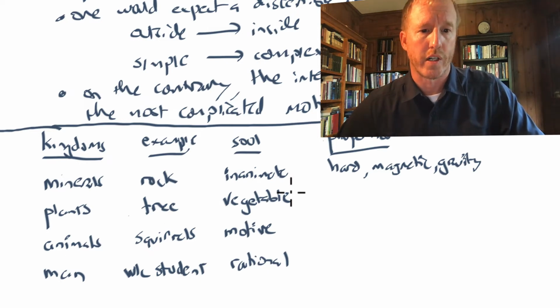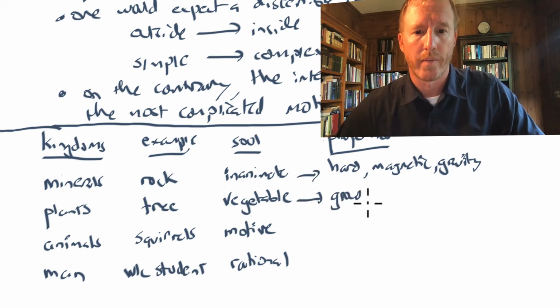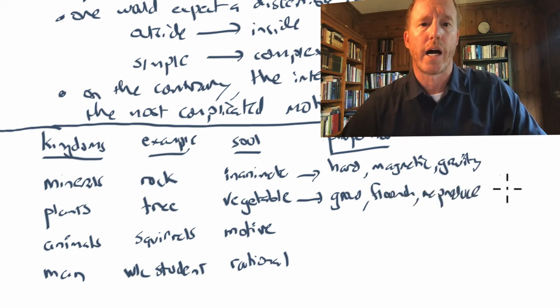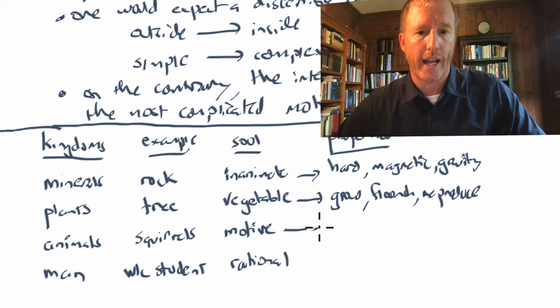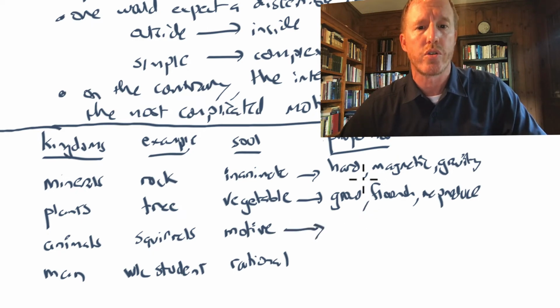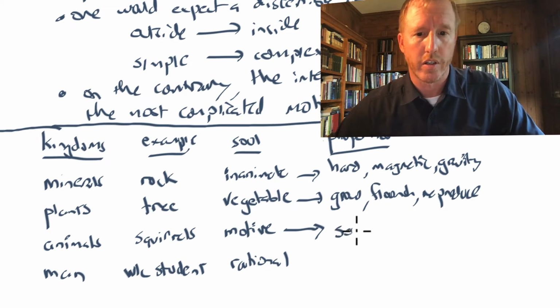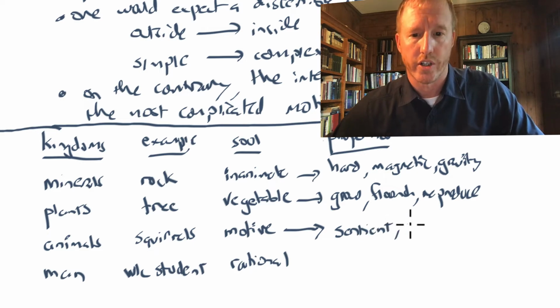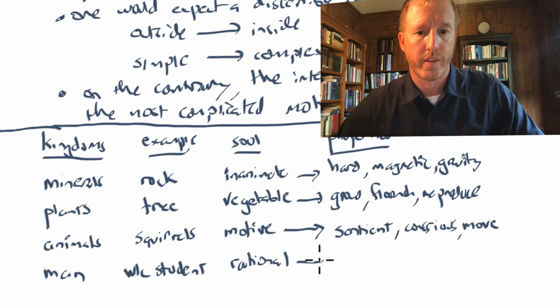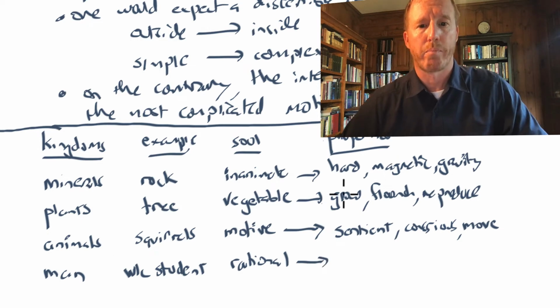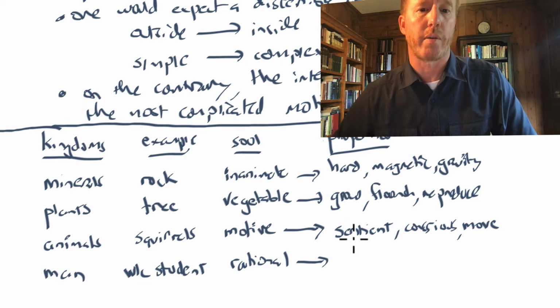What about vegetable trees or plants? Well, the vegetable soul gives rise to their ability to grow, to flourish, to reproduce. Those are the properties that arise from what they are. What about animals? They have a motive soul, which means in addition to their ability to grow, flourish, and reproduce, they've got a little bit of something extra. They are sentient. They're conscious, and they're able to move around in order to accomplish the purposes that they have. So animals have the properties of the vegetable soul, plus they have the properties of the motive soul.